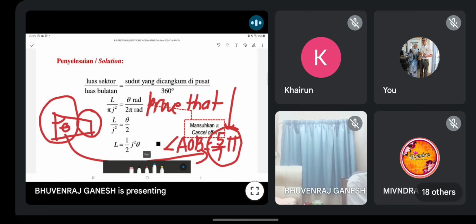Proving means kamu kena guna semua formula, you must use the general formula. Then only it's called proving. If you have values, kalau kamu ada nilai dah, itu bukan maksudnya menerbitkan rumus. That is not deriving a formula. Okay guys? Can you get it?